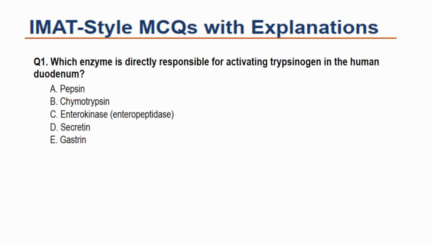Let us begin our high-yield question-solving session by analyzing the core enzymatic triggers of the upper small intestine. Question 1 reads, which enzyme is directly responsible for activating pepsinogen in the human duodenum? And the options are pepsin, chymotrypsin, enterokinase, secretin, and gastrin.